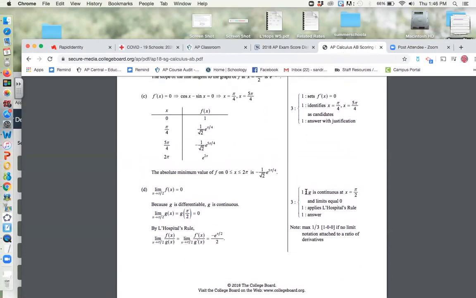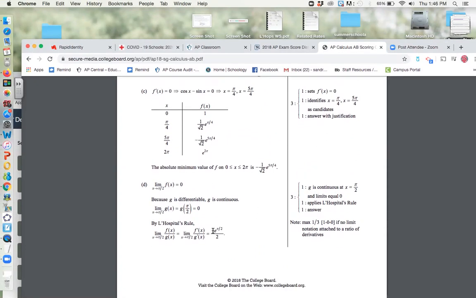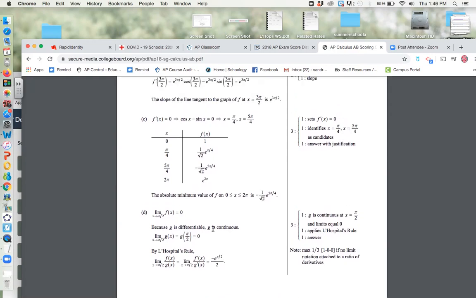But notice this guy, g is continuous. If you did not state that, you didn't get the first point, then applying L'Hopital's rule and then getting the correct answer. So a lot of kids got 2 out of 3. They knew to go to L'Hopital, and they had this correct answer down here. Not knowing your unit circle would result in a sign error.